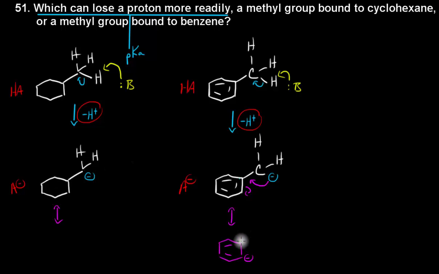Negative charge on the bottom carbon, and we can draw a double bond to carbon right there. And hopefully you can see that you can take this negative charge and push it all the way around the ring if you really wanted to.